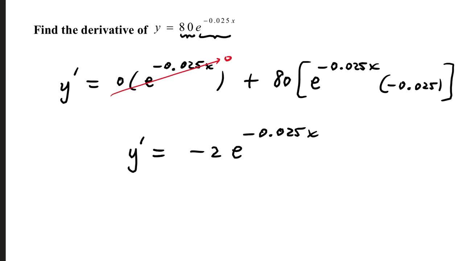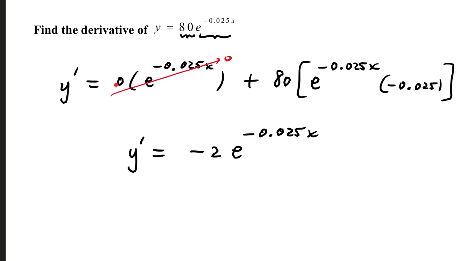Let's find the derivative of y equals 80 times e to the negative 0.025x. Note the base number is e. Our first derivative, I'm going to let 80 be our first term. That's a constant. This e term is our second. If you look at it through the lens of a's and b's, 80 would be your a. This exponential term would be your b.